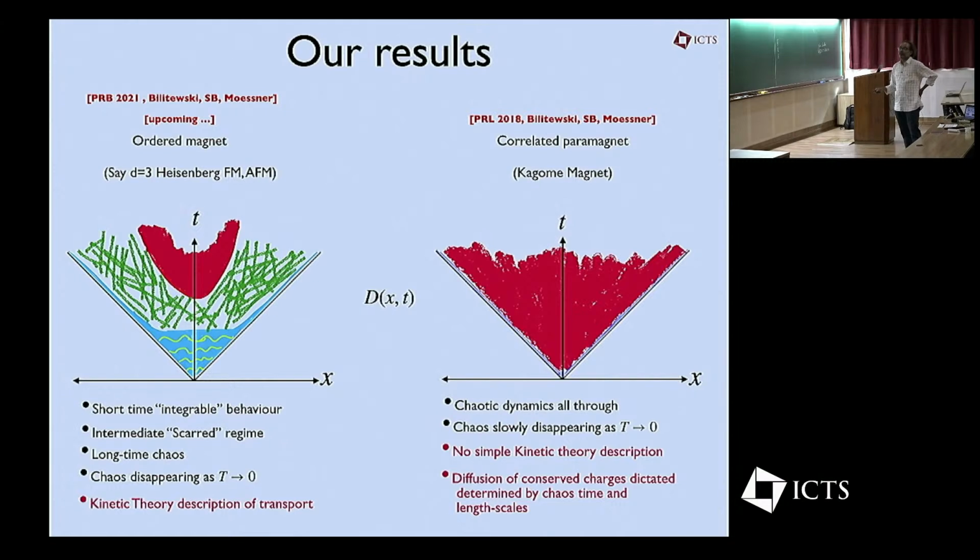There are diffusions of spins and energy, which are then determined directly by the Lyapunov exponent and the butterfly speed. On the other hand, when the magnet orders, and this is what I'll mostly concentrate on in the rest of the talk, at short times we see a sort of integrable behavior coming from free spin waves, and that gives way to a scarred regime where the spin waves start scattering from each other, leading to a long time chaotic behavior where you see full exponential growth. And this has a kinetic theory description which can be captured within some mode coupling approaches. Okay, so I'll try to flesh out these things.